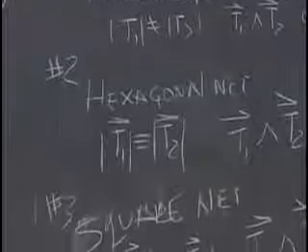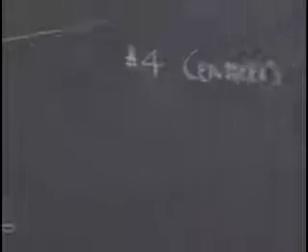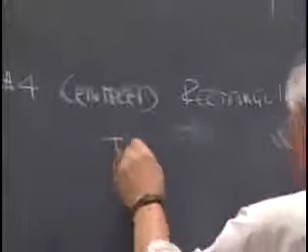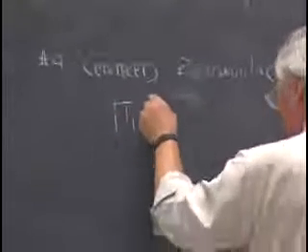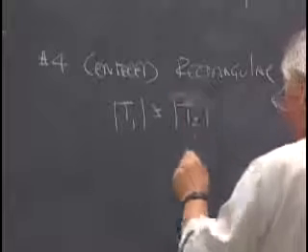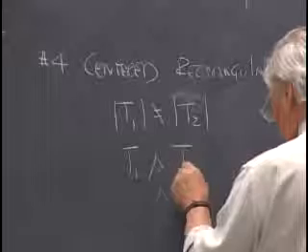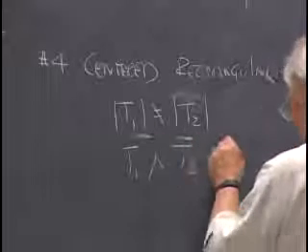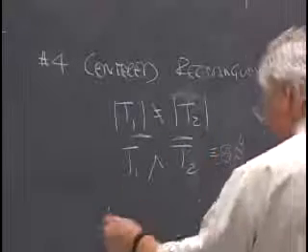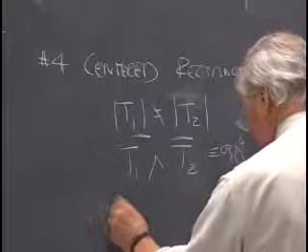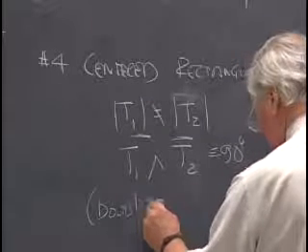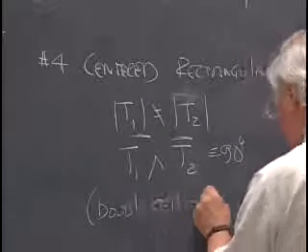And this particular lattice has T1 not equal to T2 in magnitude, but it has the angle between T1 and T2 exactly 90 degrees, and it's a double cell. It's centered.